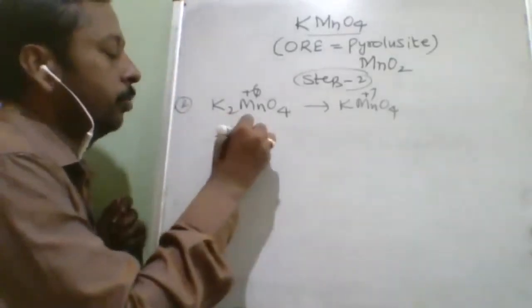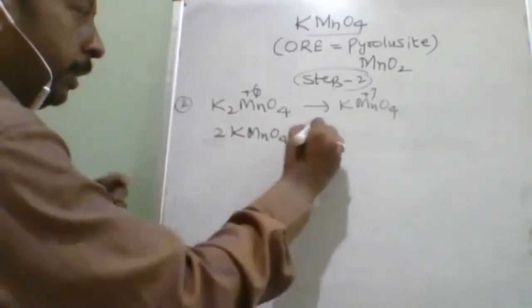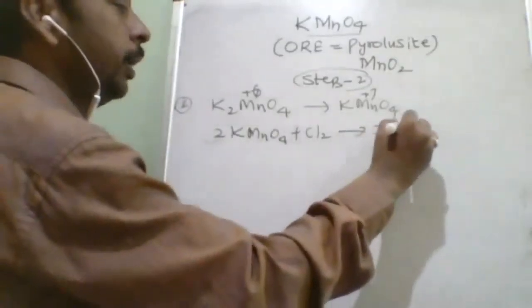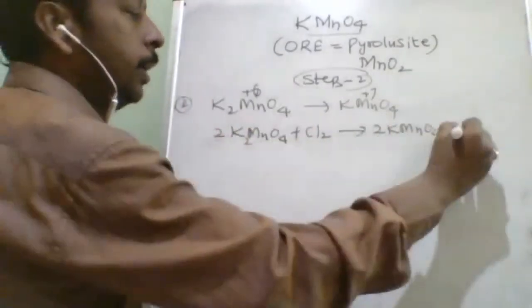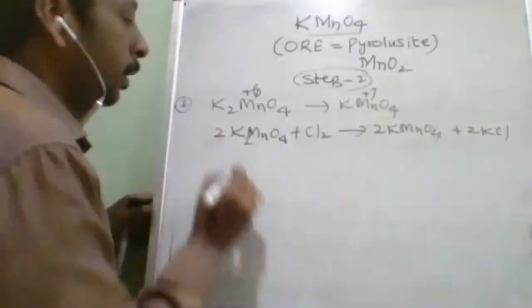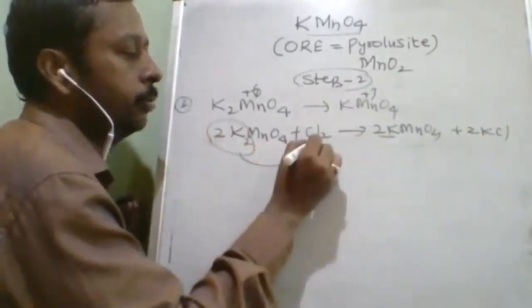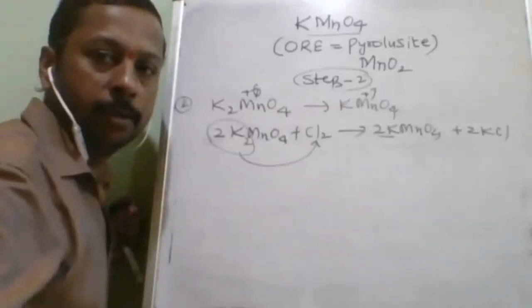First way is 2K2MnO4 plus Cl2 will give you 2KMnO4 plus 2KCl. Here see, 4 potassium were there, only 2 will be here, the rest 2 will be removed along with the chlorine.